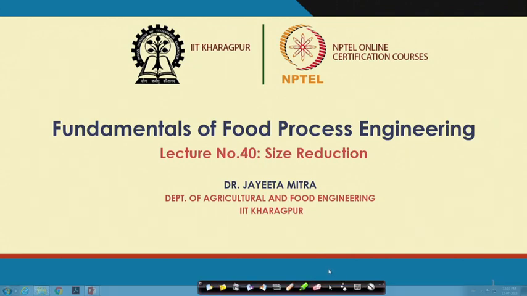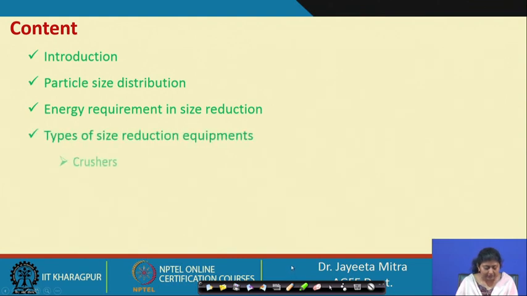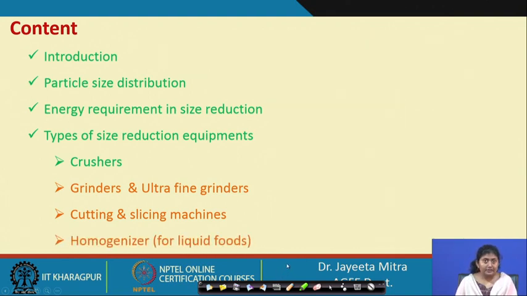We will continue today with size reduction, and we are at the last stage of this particular chapter. We have started discussing different equipment which are being used for size reduction operation in industry and also in small scale or lab scale work. So, in that we have discussed the crushers, grinders, ultrafine grinders and cutting and slicing machines, all this we will discuss today. Also we will discuss the homogenizers which are used for size reduction of liquid foods.